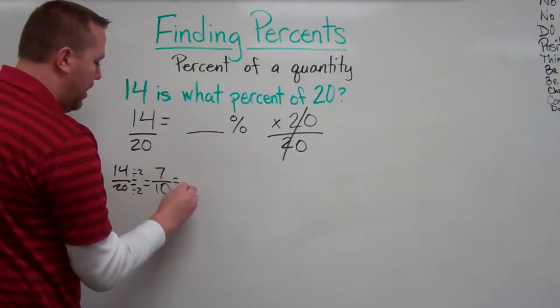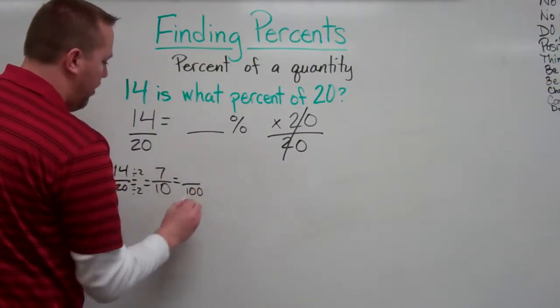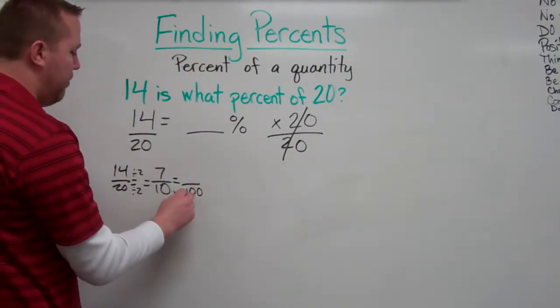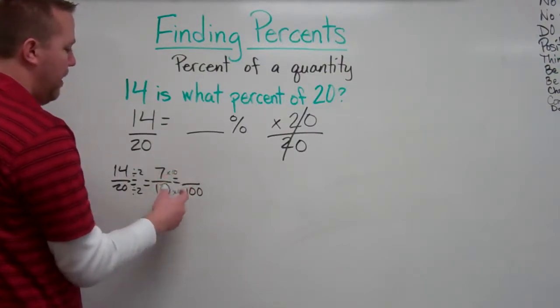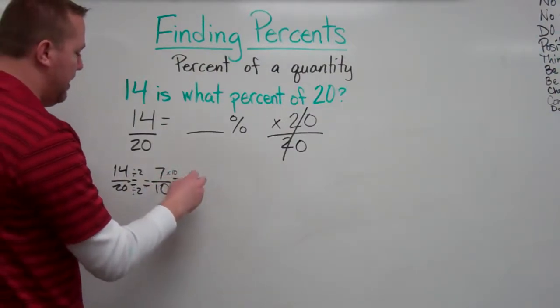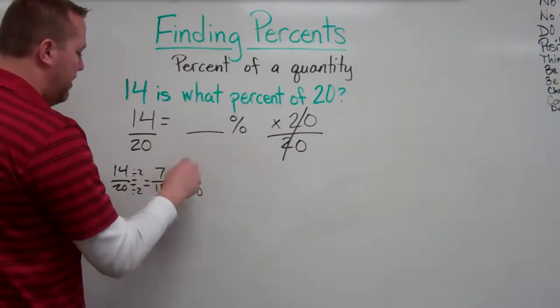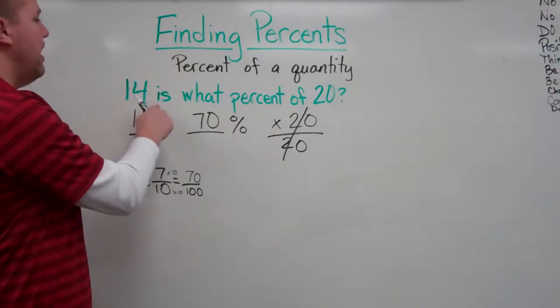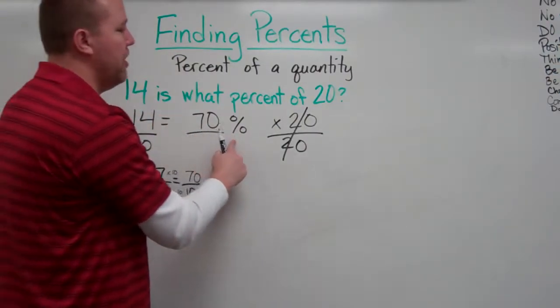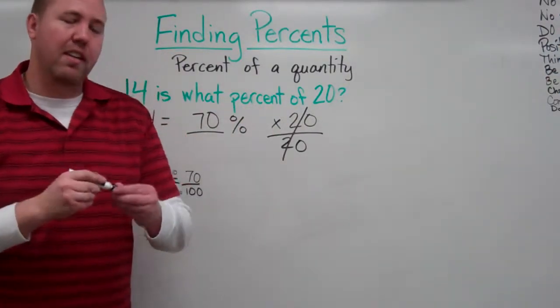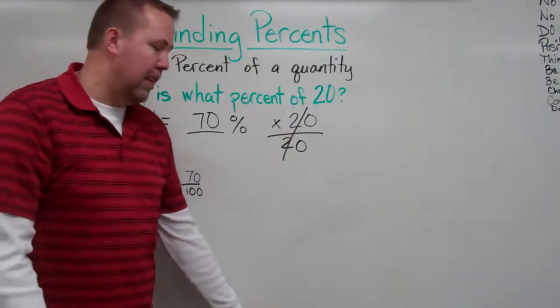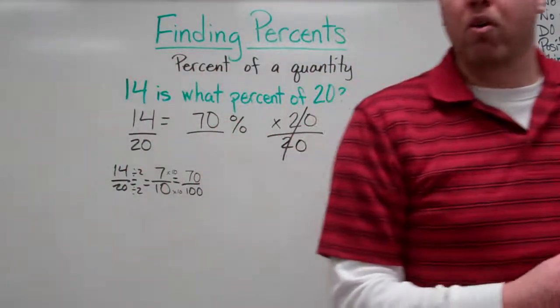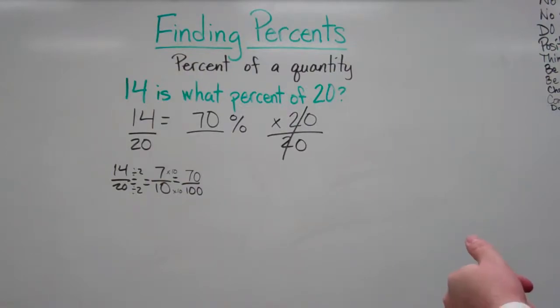Percent means out of 100, so I want to make this out of 100. 10 times 10 equals 100, so if I do something to the bottom, I do it to the top of the equivalent sign. 7 times 10 equals 70. So 14 is 70% of 20. And that's how you can find the percent of a number when it is written like that. 14 is what percent of 20?